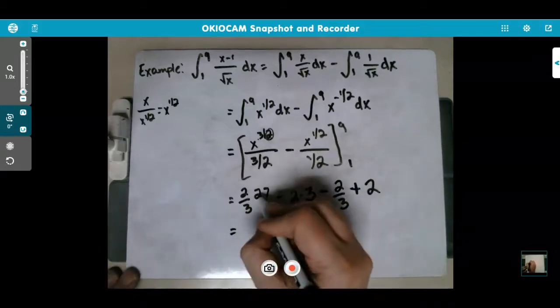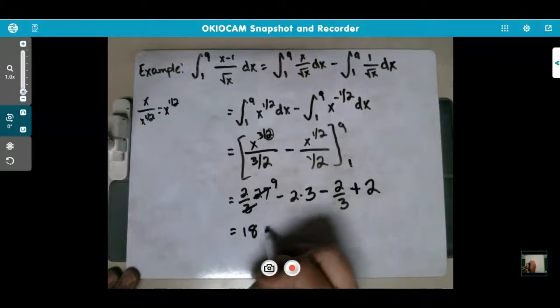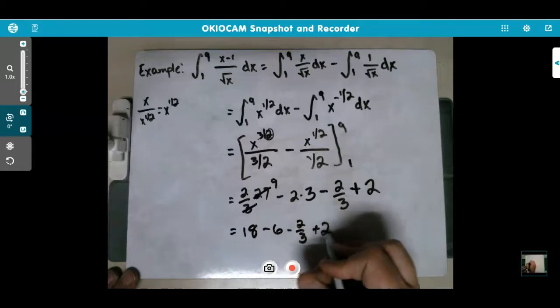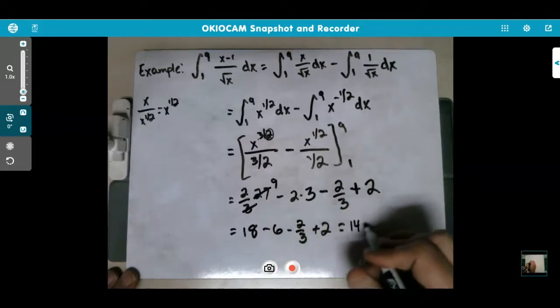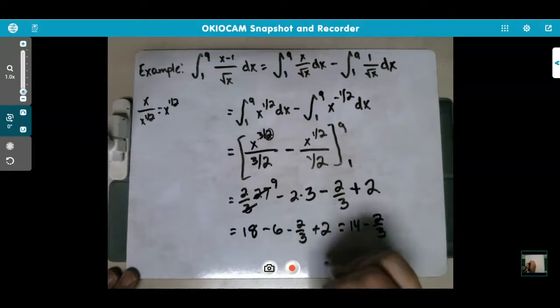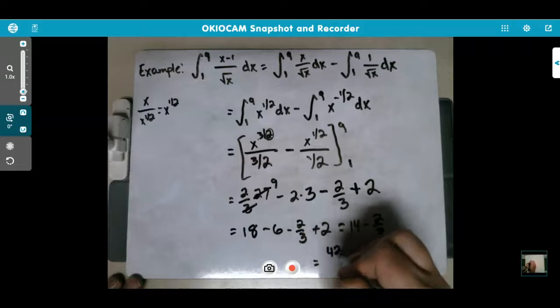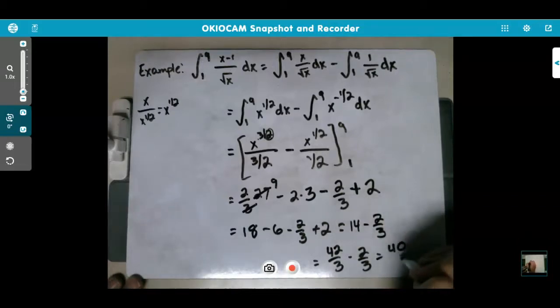Simplify this. 27 over 3 is 9. 9 times 2 is 18. 2 times 3 is 6. 2/3 is just 2/3. Plus 2. 18 minus 6 is 12. 12 plus 2 is 14. Get a common denominator, which would be 3. So this would be 42 over 3 minus 2 over 3, which is 40 over 3.